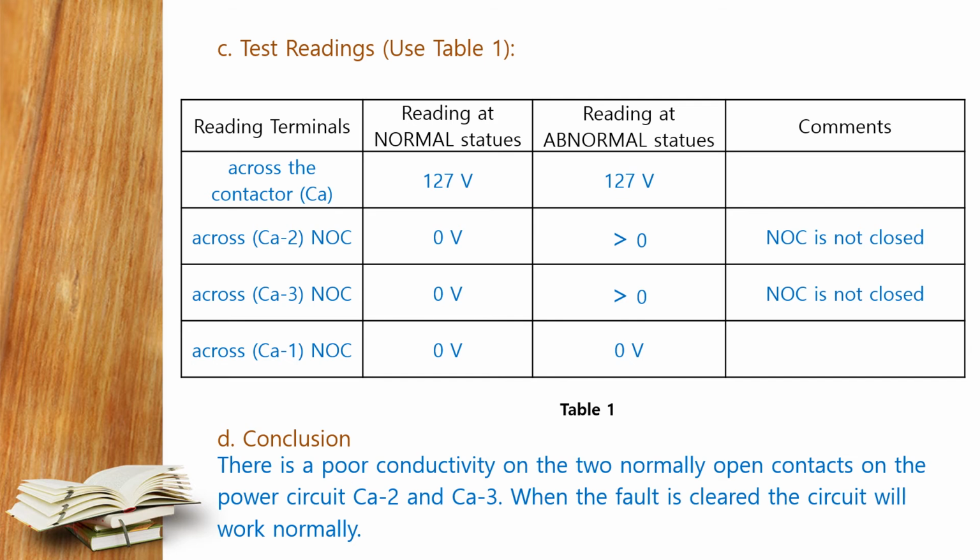Our conclusion from these readings is that there is a poor conductivity on the two normally open contacts on the power circuit, CA2 and CA3. When the fault is cleared, the circuit should work normally.